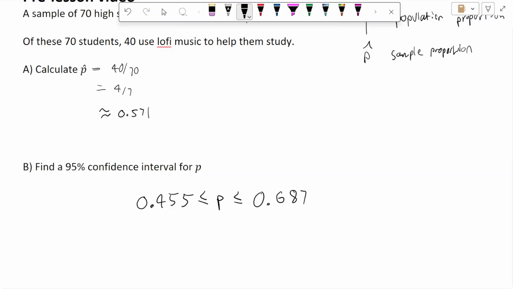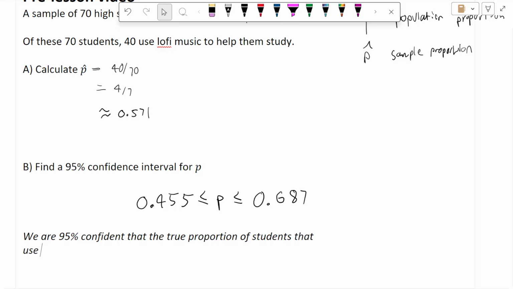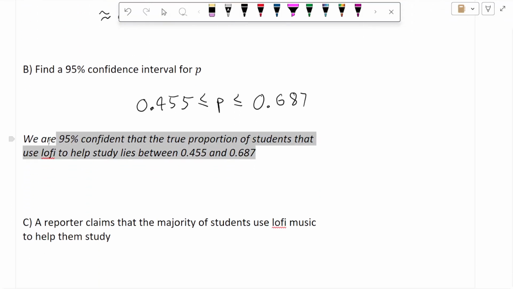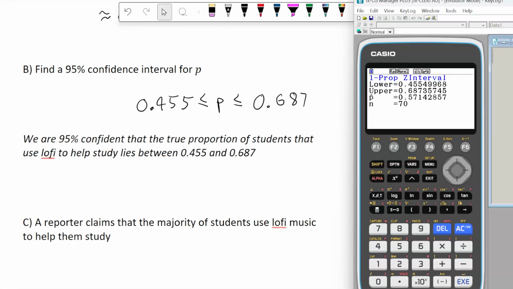Okay, so how do we interpret this? You don't actually have to write this when you do a question, but we are 95% confident that the true proportion of students that use lo-fi to help study lies between those two numbers. So between 45% and 69%. Okay. So that's basically a range which gives us a guess at what the proportion actually is. And just as a quick reminder, if you want to be more confident, like 99% confident, you have to include more possibilities. So this range here would be wider, for example.